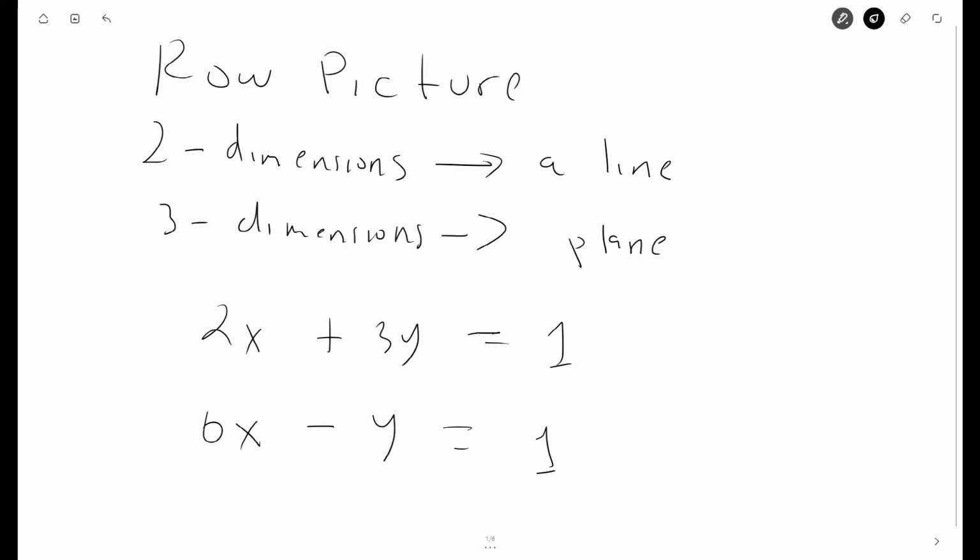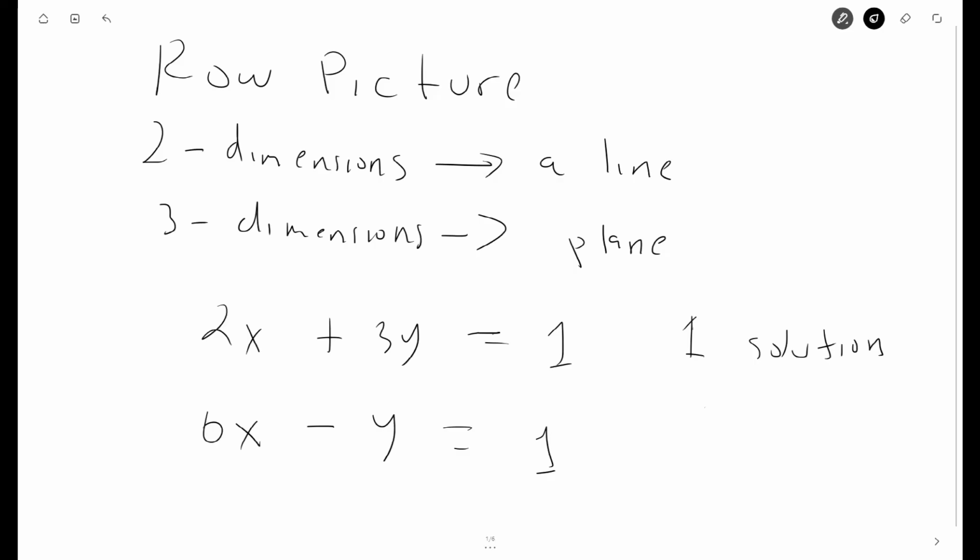We can have one solution, and that will be the answer to the row picture. Technically, when you're dealing with 2 dimensions, a line, the solution to a 2 dimensional system is a line in a 2 dimensional system.